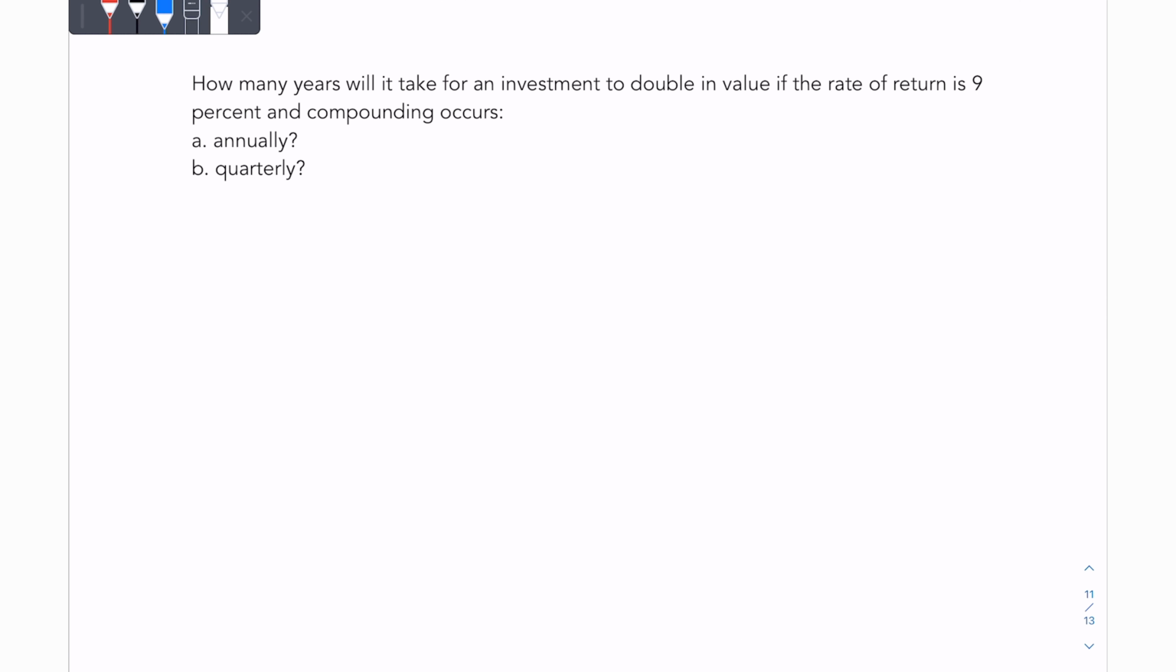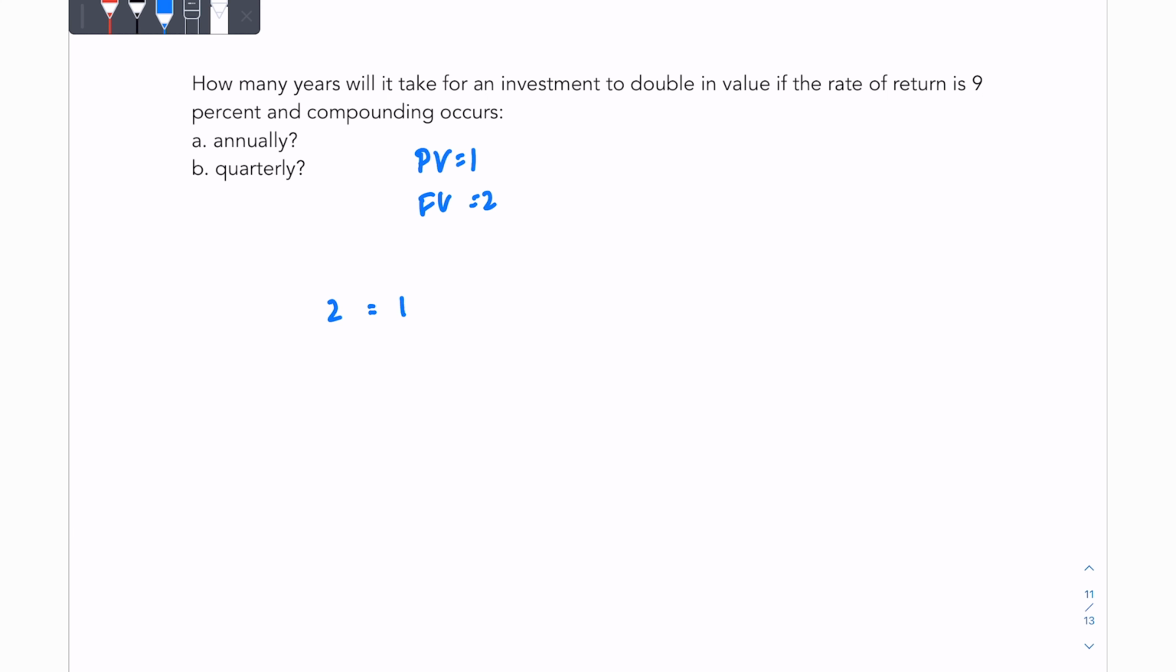How many years will it take for an investment to double in value if the rate of return is 9% and compounding occurs A, annually, B, quarterly? Okay, so we're looking for how long it'll take to double your money at 9%. We're going to set our present value to 1 and our future value to 2, and just use the basic future value formula.